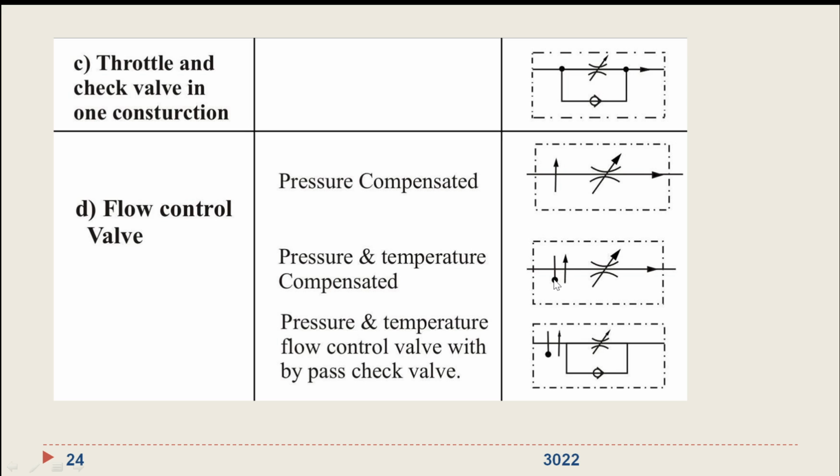So pressure and temperature compensated flow control valve, throttle valve. Okay. Pressure and temperature flow control valve with a bypass check valve. So there is a check valve here, a bypass line, pressure, temperature, and the flow control valve, variable throttle valve. So that is in a single construction. I hope it is clear.